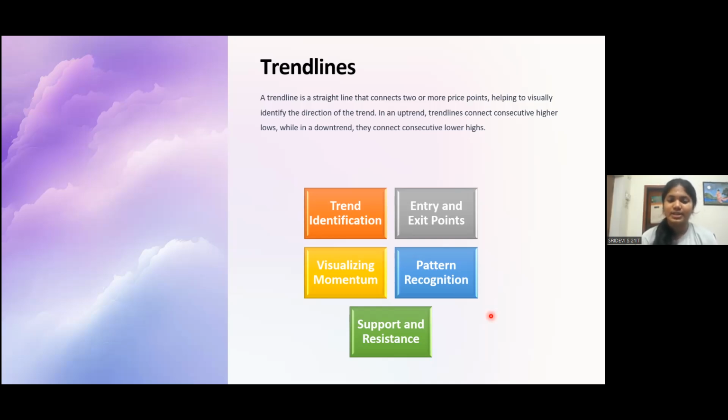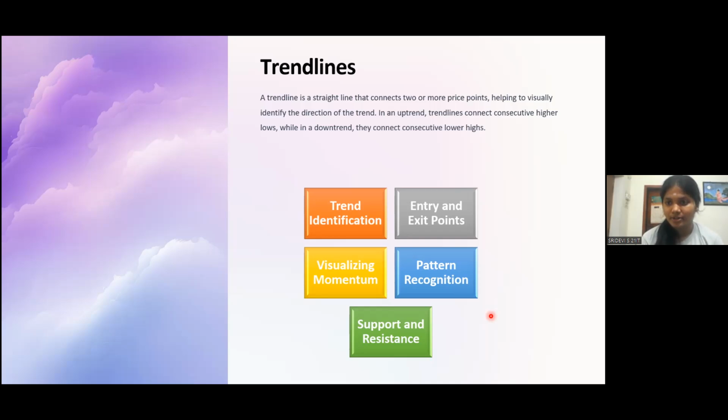And next comes the visualizing momentum. Visualizing momentum here means we'll not only observe the values as numbers during our analysis, we'll be visualizing it using these trend lines. So when we visualize it, we get to know about more of the momentum which has been observed using this data set.